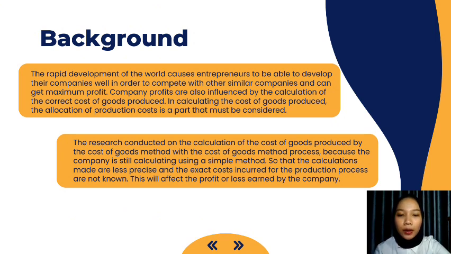With the correct and precise determination, it can assist management in making decisions to determine the selling price of the product and obtain appropriate profit. The research is conducted on the calculation of the cost of goods manufactured by the job order costing method, because the company is still calculating using a simple method, so the calculation is less precise and the exact costs incurred for the production process are not known. This will affect the profit or loss earned by the company.